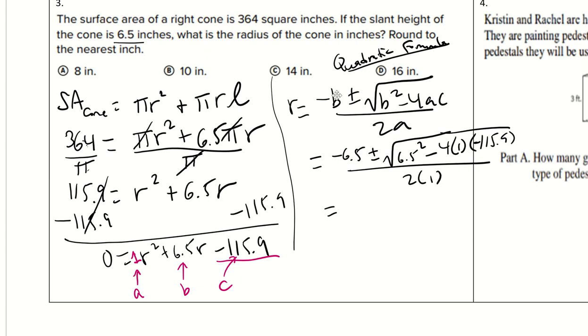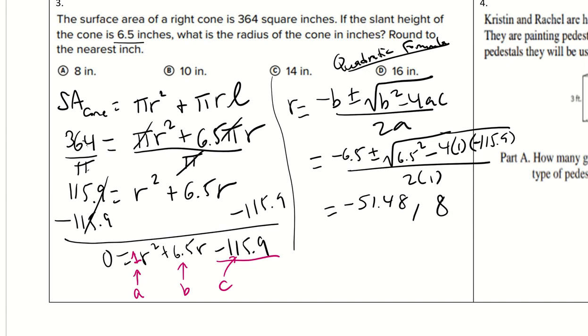Okay, so we're going to get 2 answers because we have to do the plus version and then the minus version. So we have to do negative 6.5 plus the square root divided by 2, and then negative 6.5 minus the square root divided by 2. So we get 2 answers here: negative 51.48, and the other answer is 8.